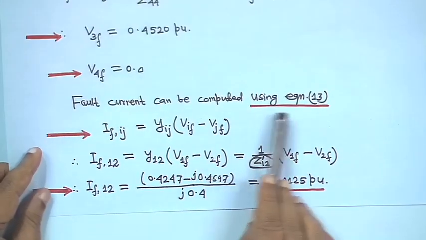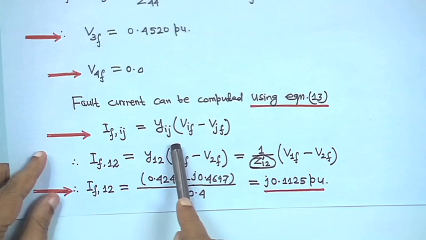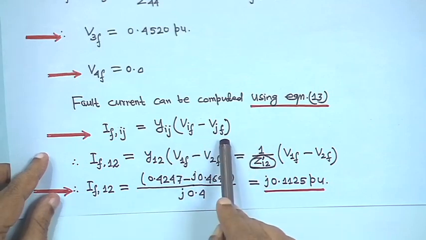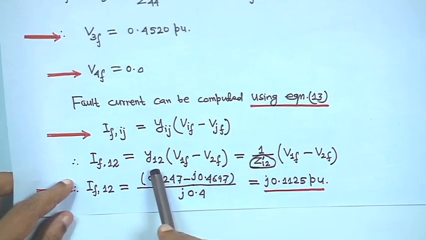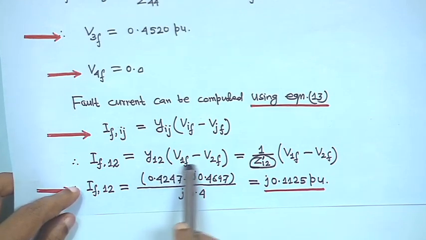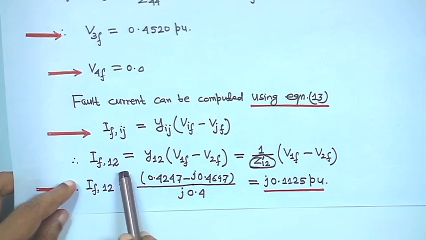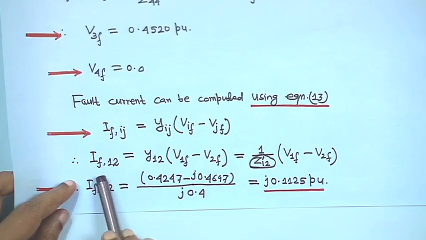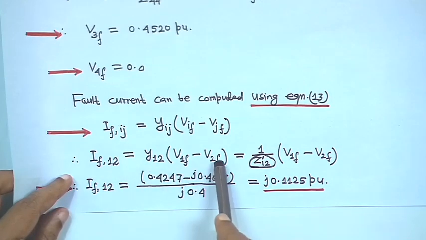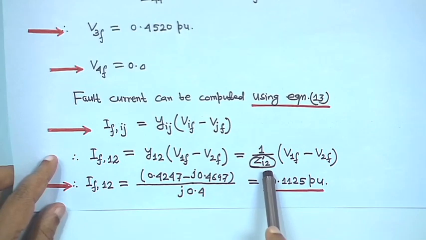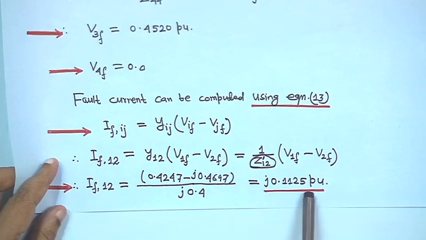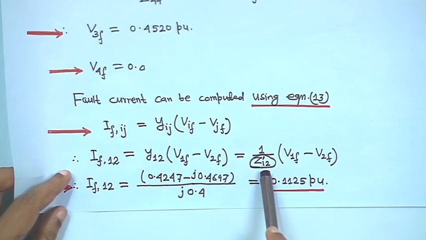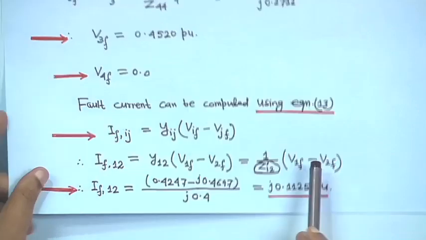Now, the fault current can be computed using equation 1-3, Iij equals yij times (Vif minus Vjf). Y12 is equal to 1 upon Z12, because here we do not take the capital Y bus matrix, it is a small y, since we are computing only the line fault current. So, for i equal to 1, j equal to 2, If12 is y12 into (V1f minus V2f), that is 1 upon Z12 into (V1f minus V2f). You will get If12 as j0.1125 per unit. Z is given, so y12 is 1 upon Z12, and you calculate accordingly.